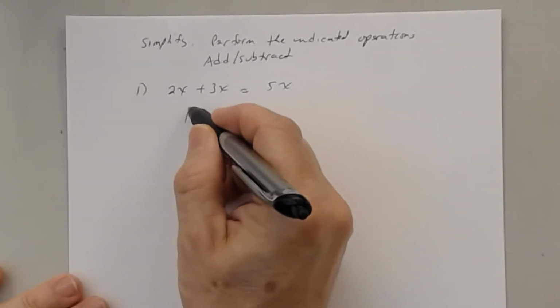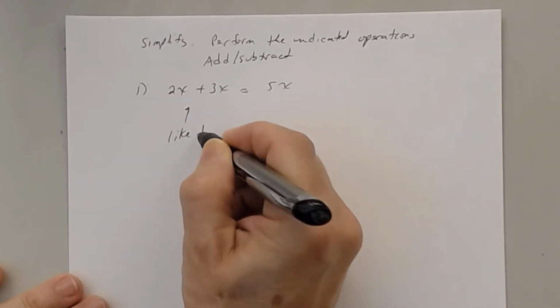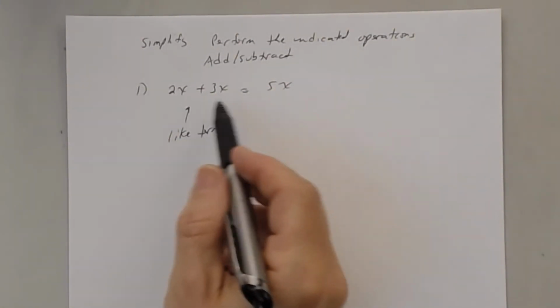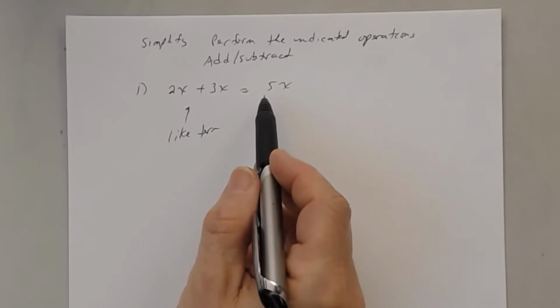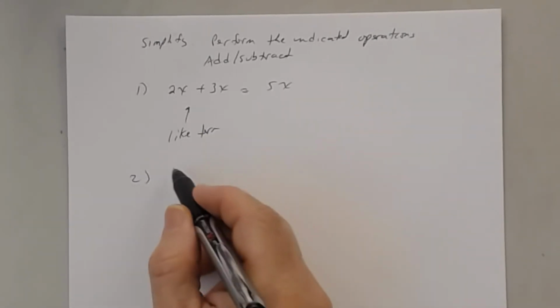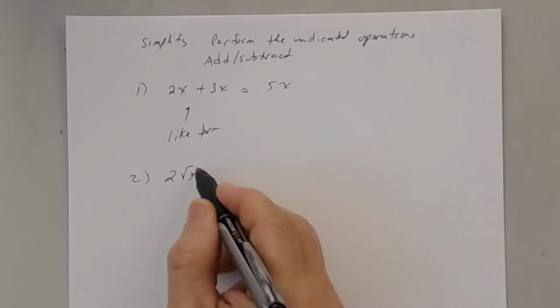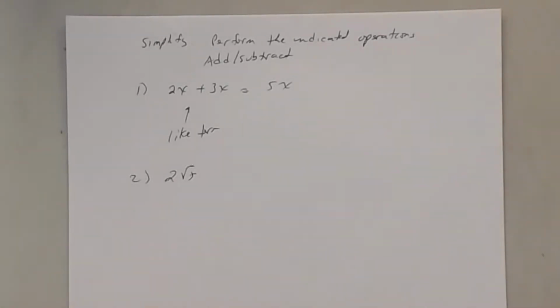Those were like terms. So these right here are like terms. 2x and 3x are like terms, so I can combine them. I have 2 x's, I have 3 x's, together I have how many x's? 5. Okay, number 2. Now we're talking about radicals. So that's where we bring all this into radicals now.